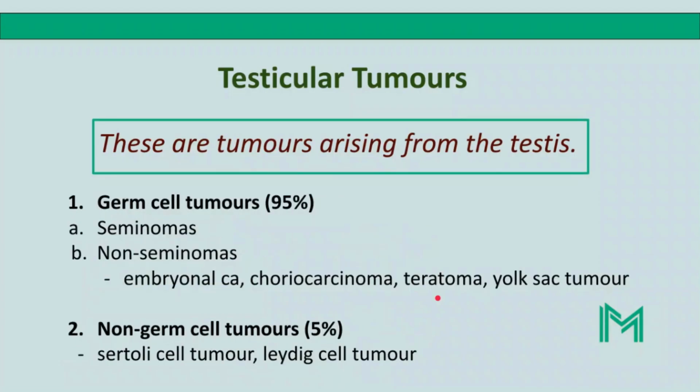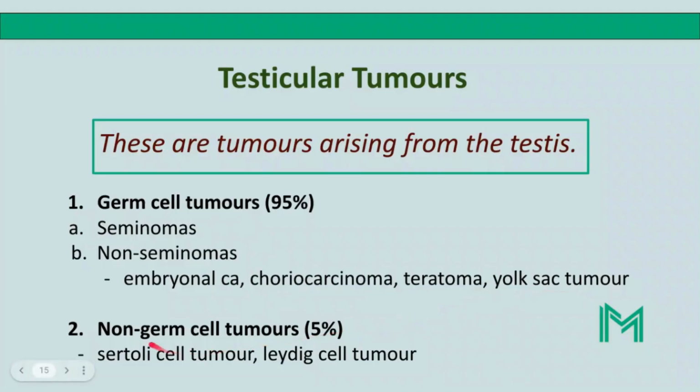Now, germ cell tumors are classified into two. We have the seminomas and then the non-seminomas. The non-seminomas include embryonal carcinoma, choriocarcinoma, teratoma, and then a yolk sac tumor. So these are the two main groups. We have seminoma and the non-seminomas. The non-seminomas have different subtypes: the embryonal carcinoma, choriocarcinoma, teratoma, and then a yolk sac tumor.